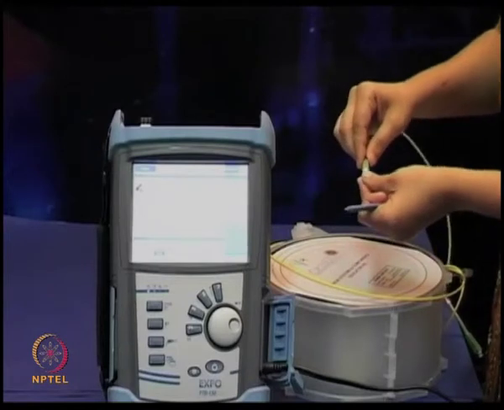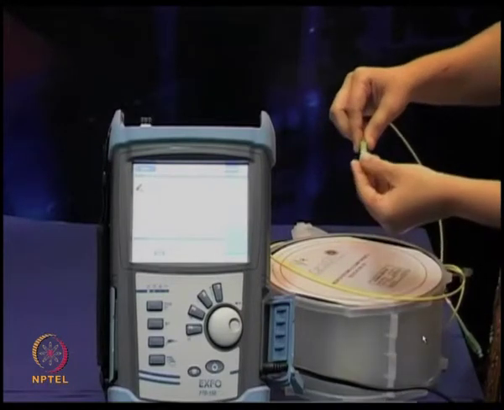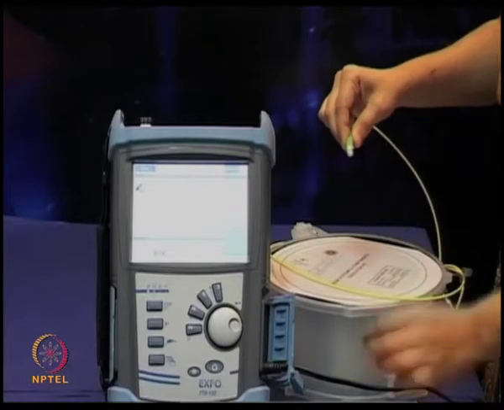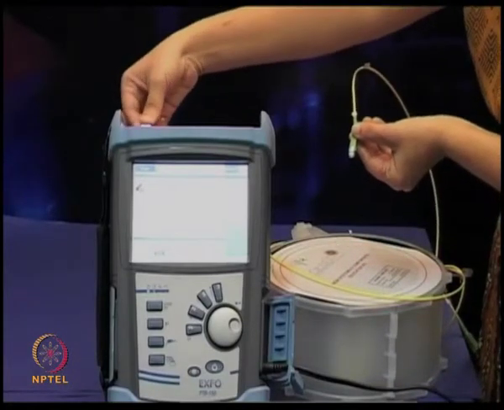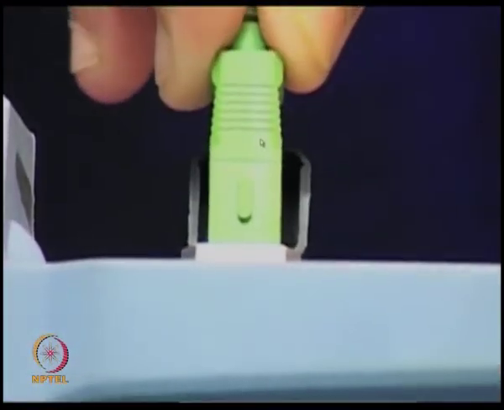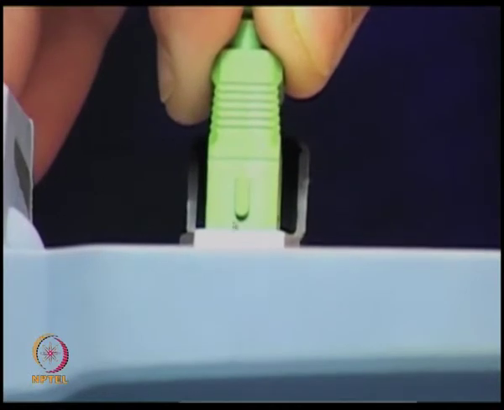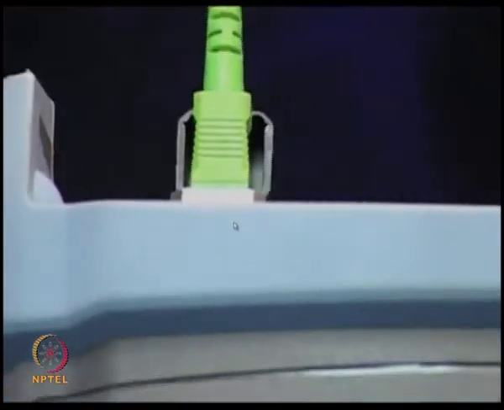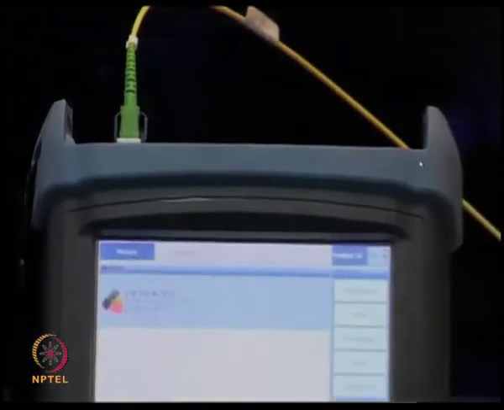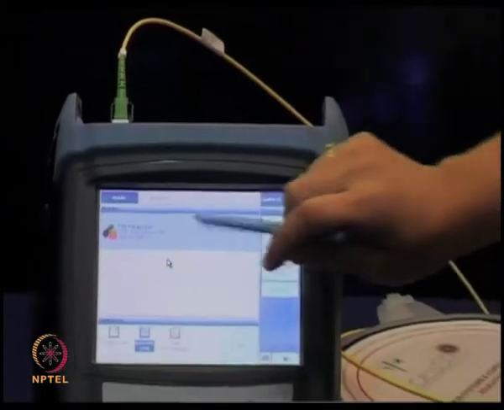Let us now conduct the experiment by using OTDR. So, we have this fiber spool here and we want to find out the loss parameters of this optical fiber. So, you see this is a connectorized fiber and this connectorized fiber can be connected to OTDR from this jacket. So, now the fiber is connected to OTDR.